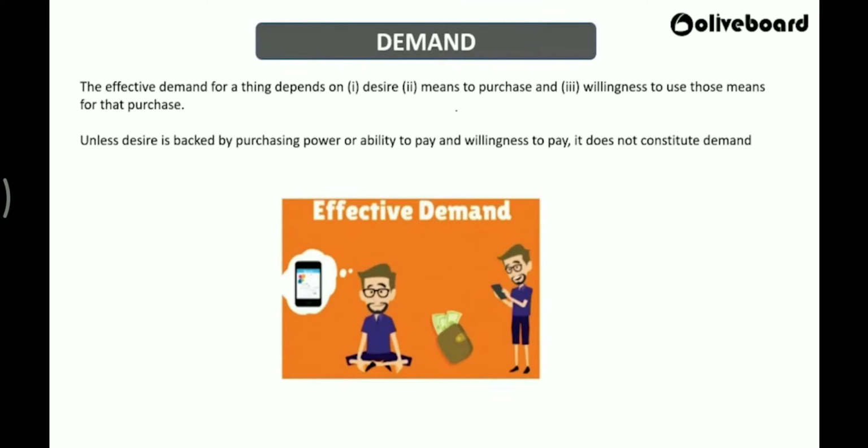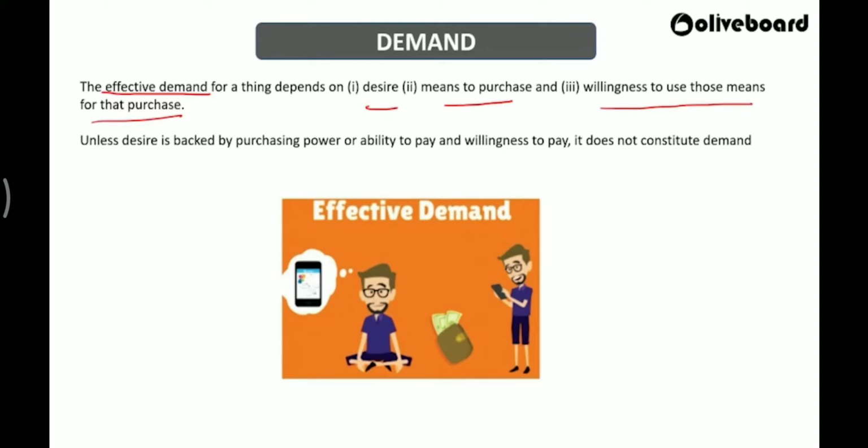We know that demand means what we wanted or what we desire or what we want to buy. That is called demand, right? That's what we think. But in economics, demand depends on three things, and that demand is called effective demand. What are those? Desire, means to purchase, and willingness to use those means for that purchase.